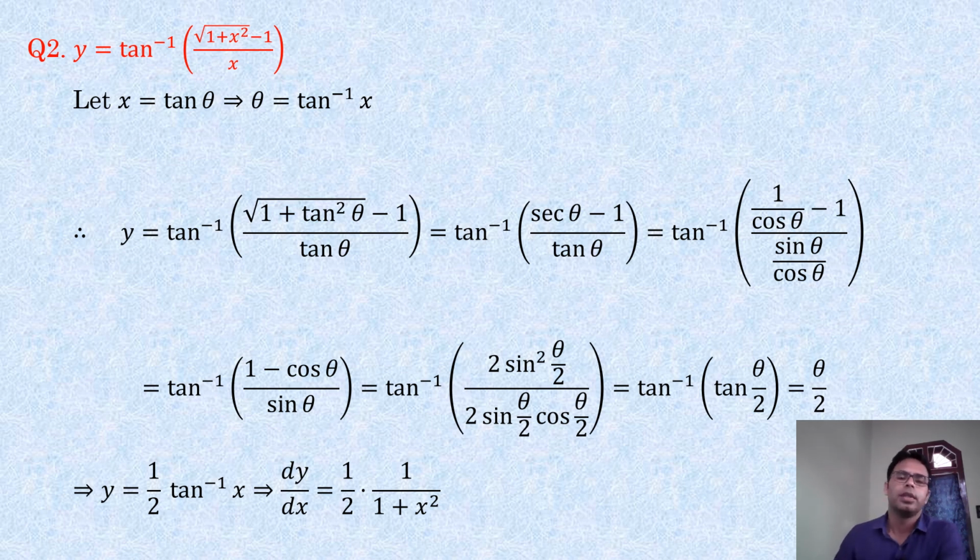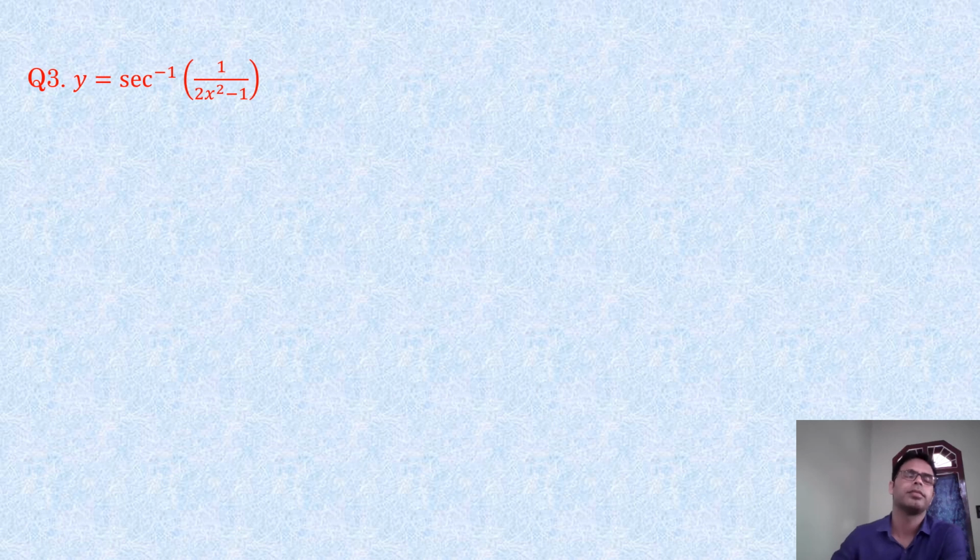Okay, so next we take another question, number 3. y is equal to sec inverse of 1 by 2x square minus 1. And actually, in the chapter on inverse trigonometric functions, we will discuss in detail the properties of inverse trigonometric functions.